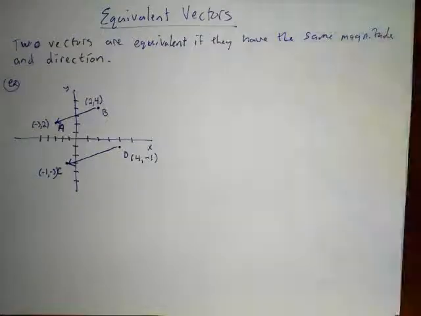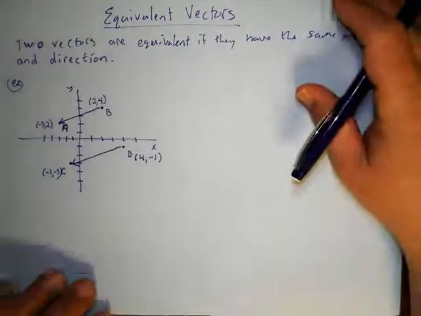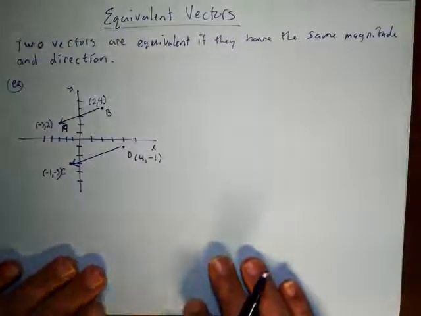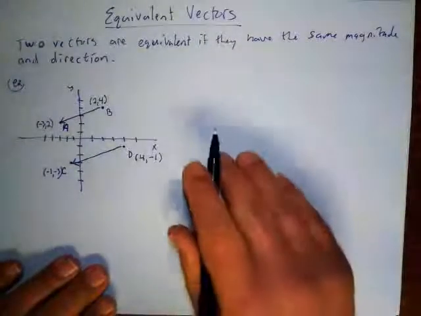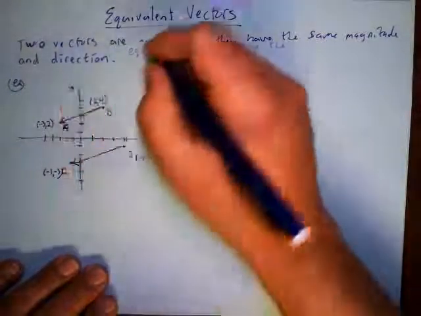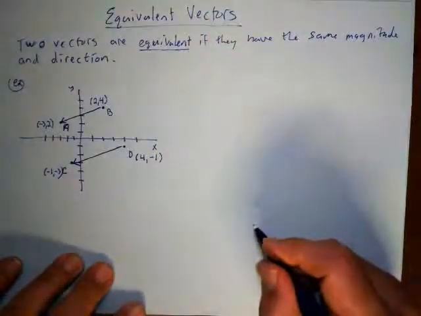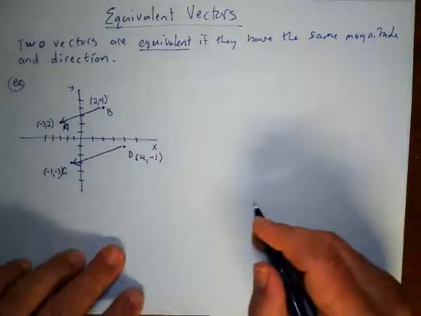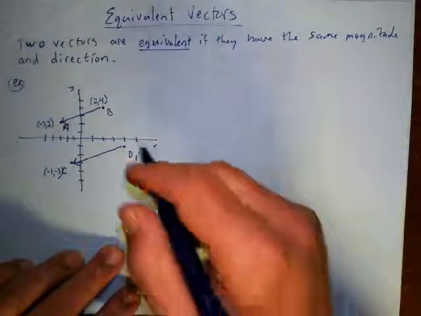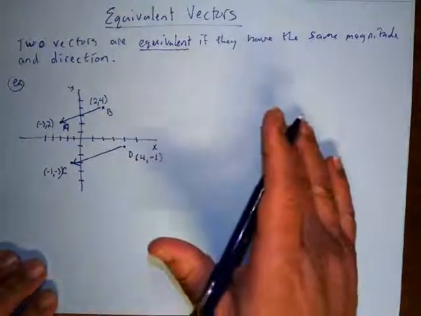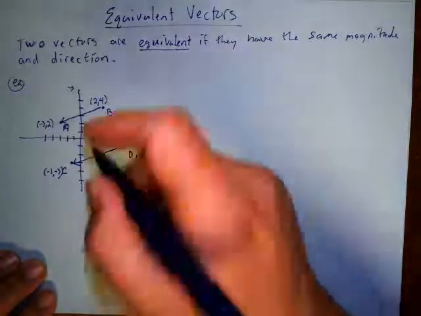We are now going to talk about equivalent vectors. We'll talk about what they are, and then we'll talk about how to determine whether or not two vectors are equivalent. So basically, two vectors are said to be equivalent if they have the same magnitude and the same direction. If the length of the arrow is the same and the direction of the arrow is the same, then they're said to be equivalent.